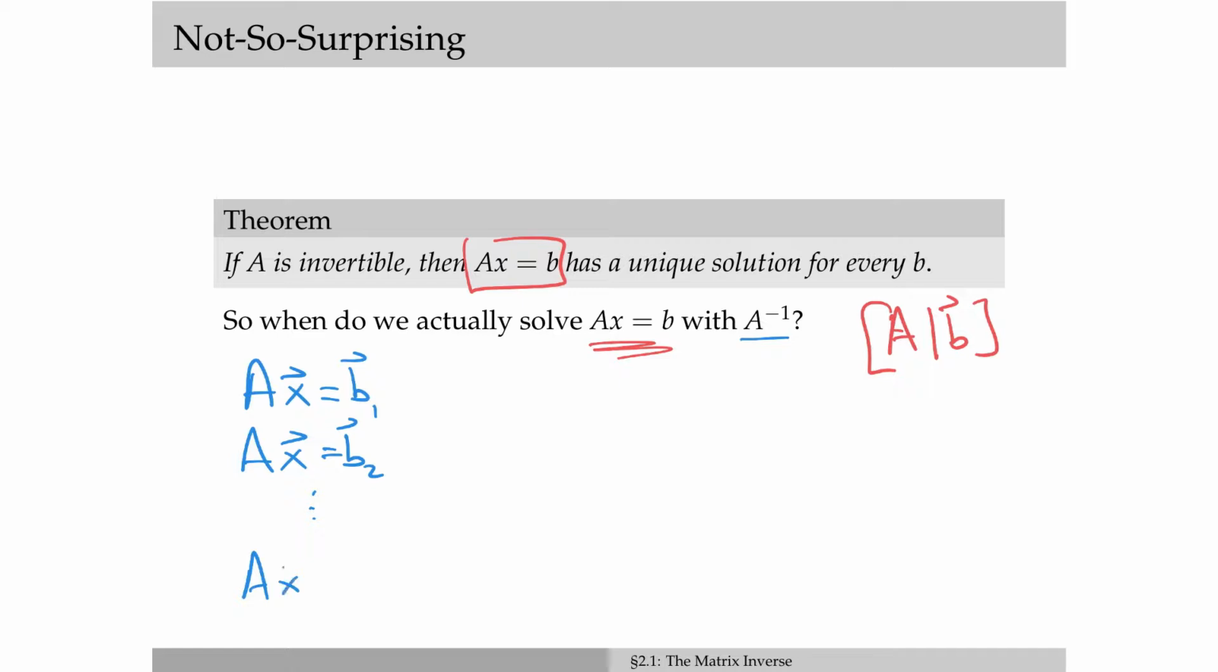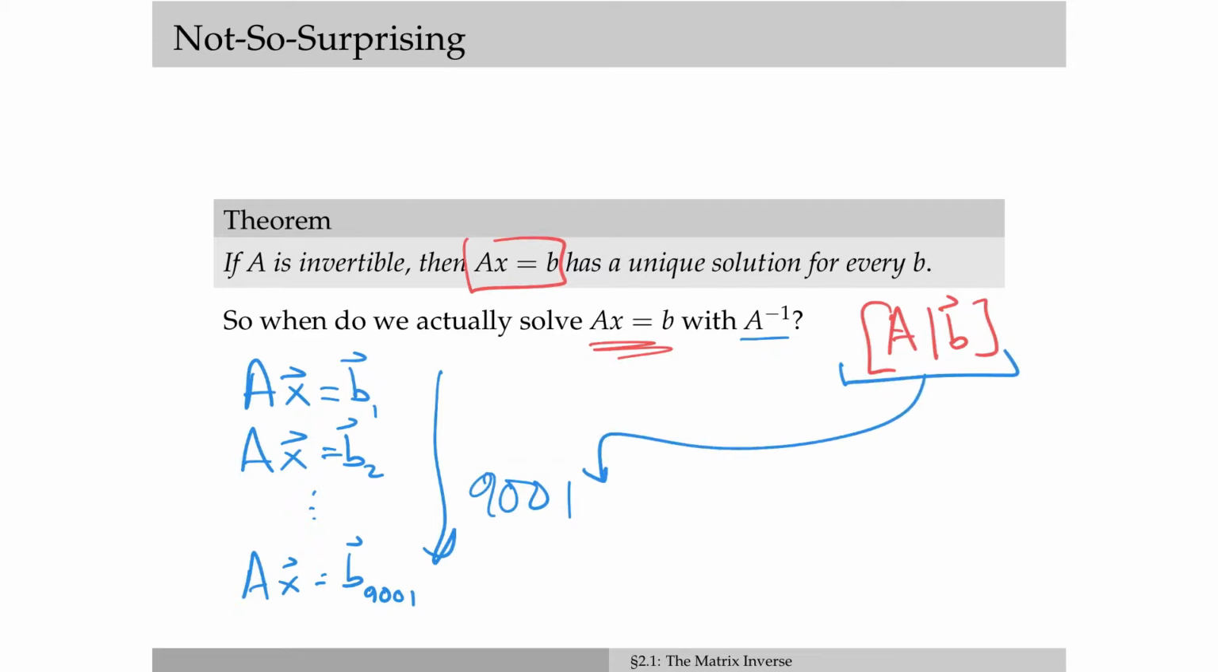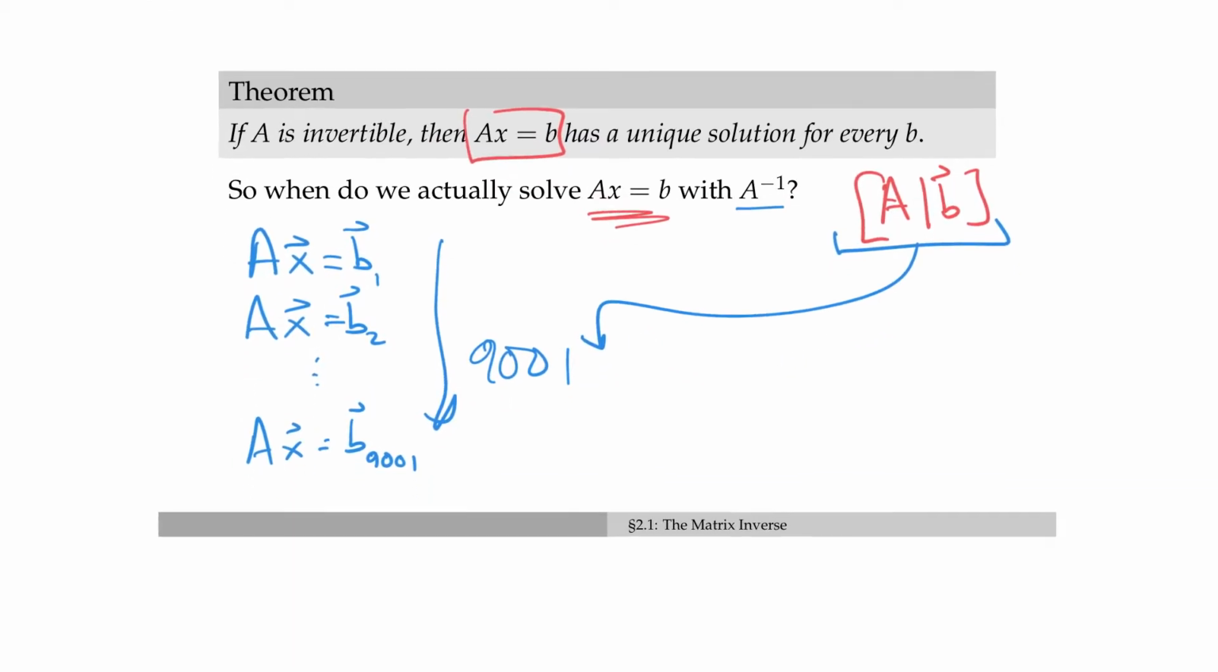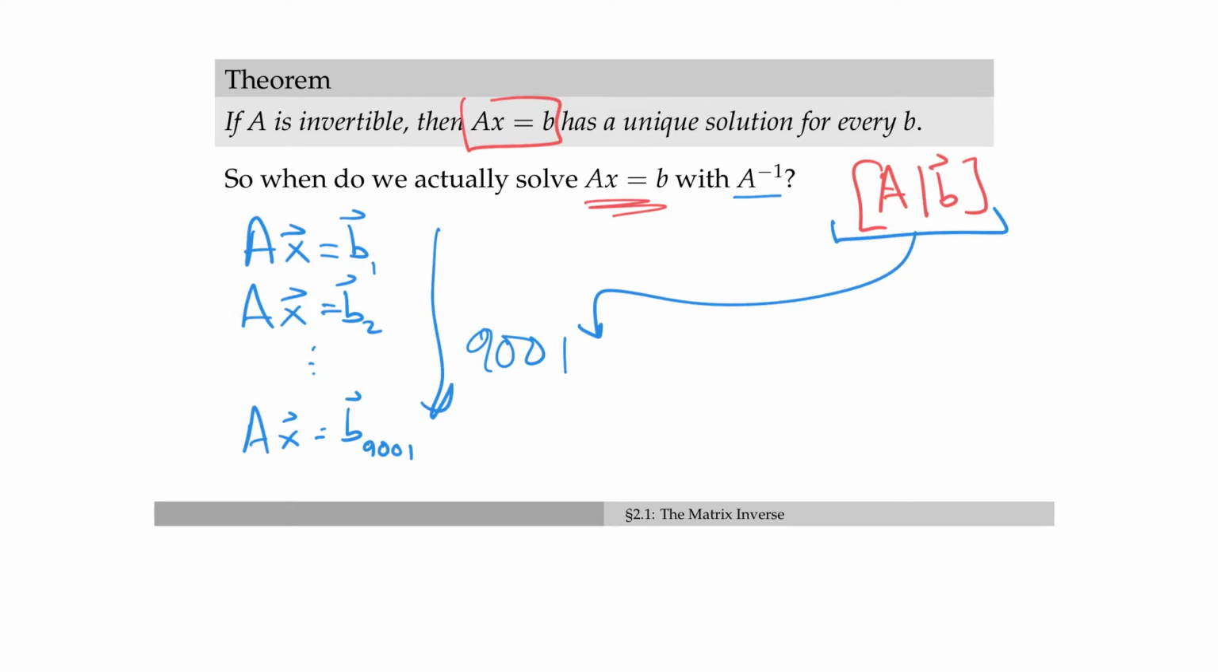And Ax equals b, and let's say it's some number that's over 9,000. So 9,001. That means you're going to have to solve 9,001 equations, which means you're going to have to row reduce this 9,001 times. No. You don't do that. That's how you go crazy.